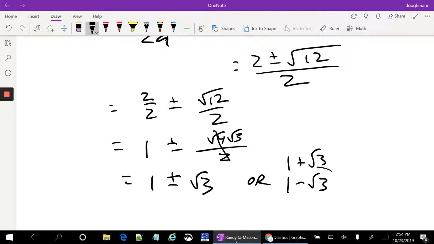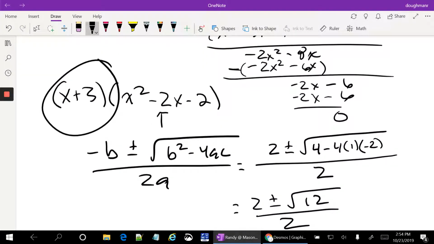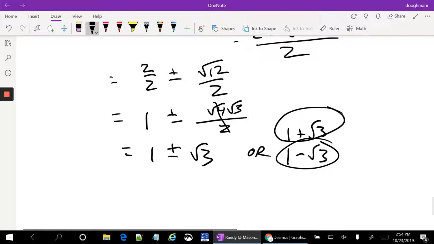So those are two zeros. That's a 0, that's a 0, and then back to my other x plus 3. There we go.